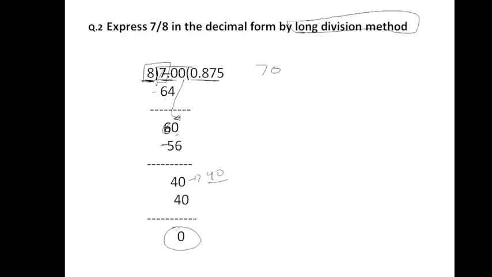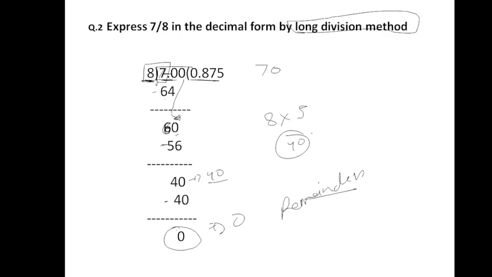In the table of 8 we know 40 is a multiple of 8. How many times does 8 divide 40? It is 5, because 8 fives are 40. So here is the 40, and 40 minus 40, we got 0. 0 is the remainder of 7 by 8.